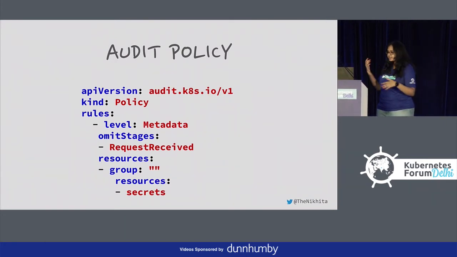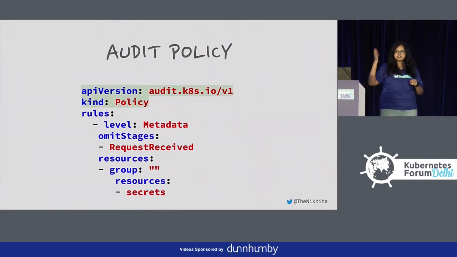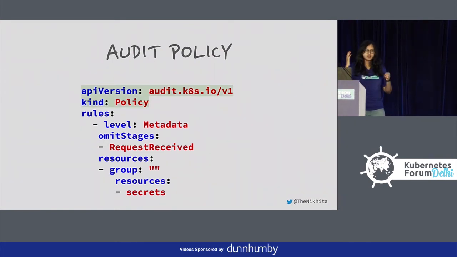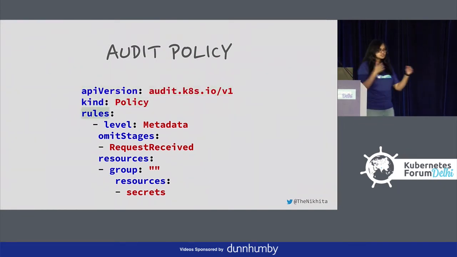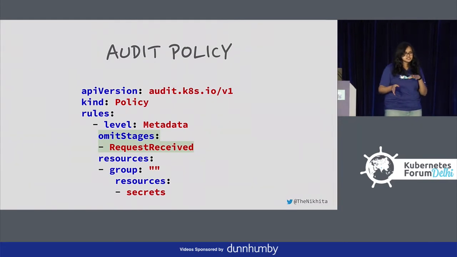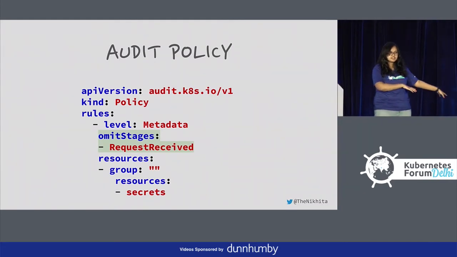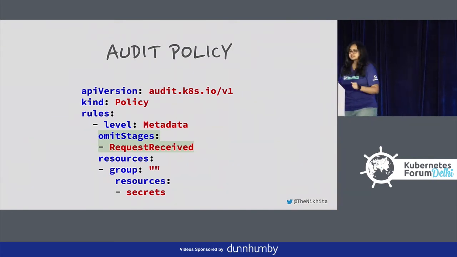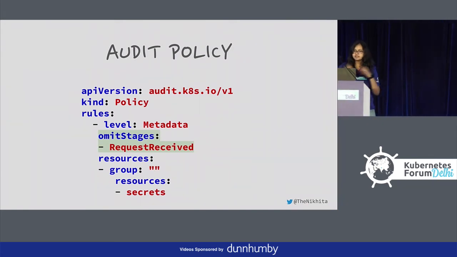It's a YAML file. It has the API version of audit.k8s.io/v1, a kind of policy. It has rules which tell Kubernetes what we care about and what things we want to log and when we want to log it. So you see something called stages here, and we briefly saw that in the whole JSON blob as well. So let's see what it is and try to understand it better.